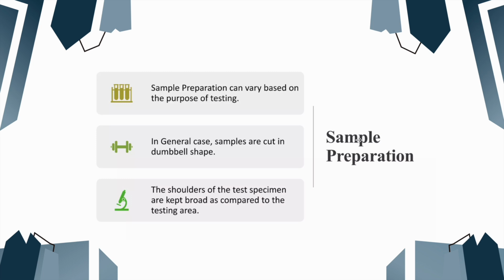So how do we prepare the sample? The sample preparation can vary based on the purpose of testing, and in general cases the samples are cut in a dumbbell shape. The shoulders of the test specimen are kept broad as compared to the testing area.